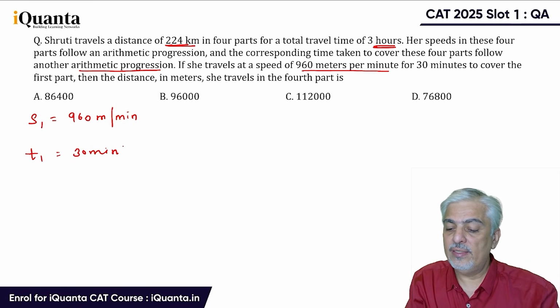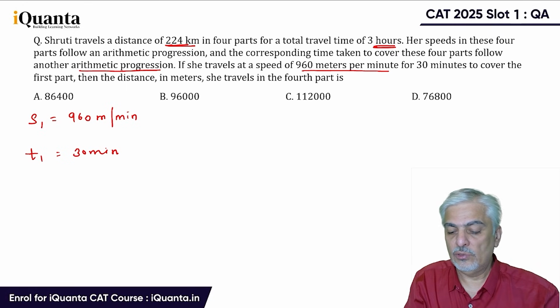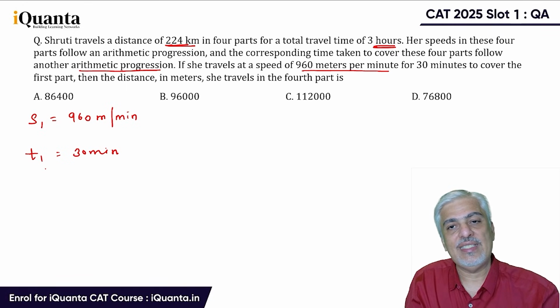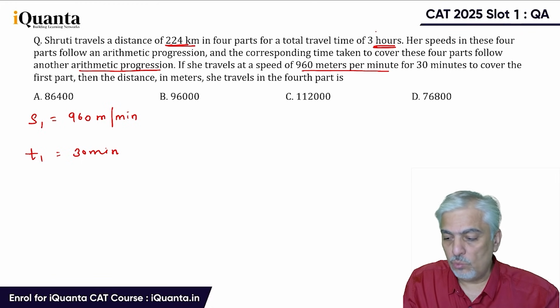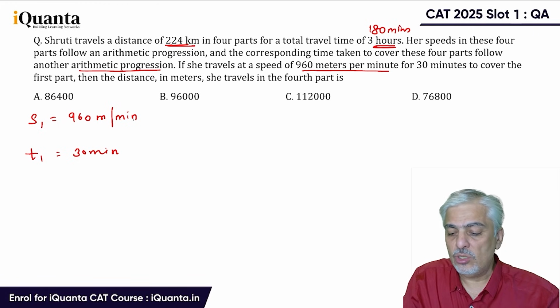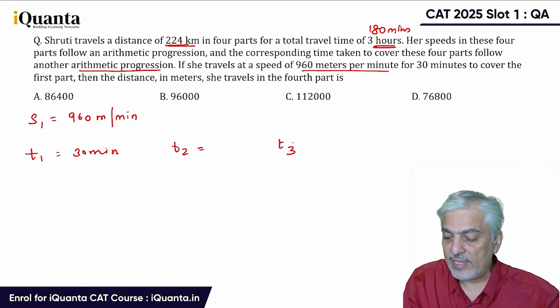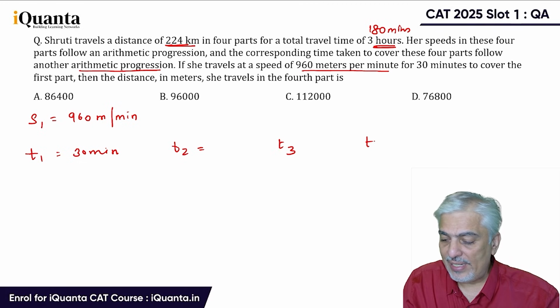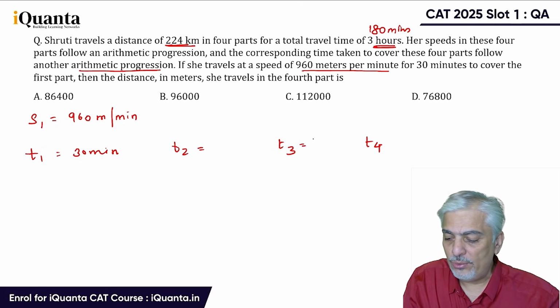Okay. Then the distance in meters she travels in the 4th part is what? So distance in the first part will be 960 into 30. That way, total time was 180 minutes. Now, the time is also an arithmetic progression. So time 2, time 3 and time 4.